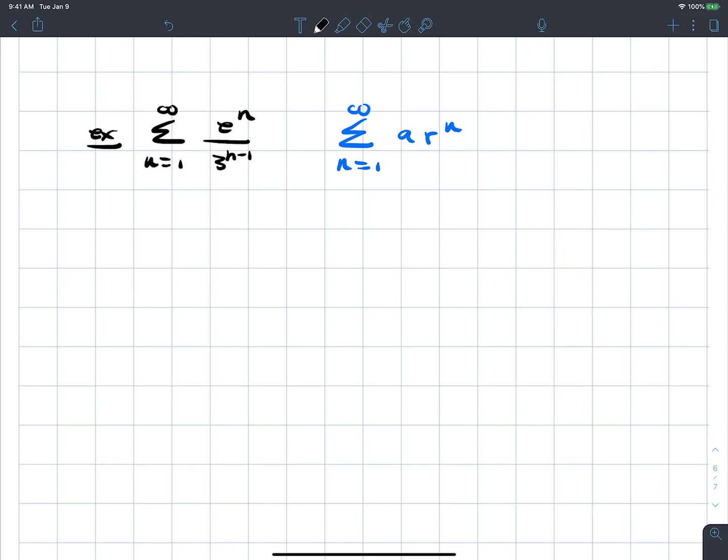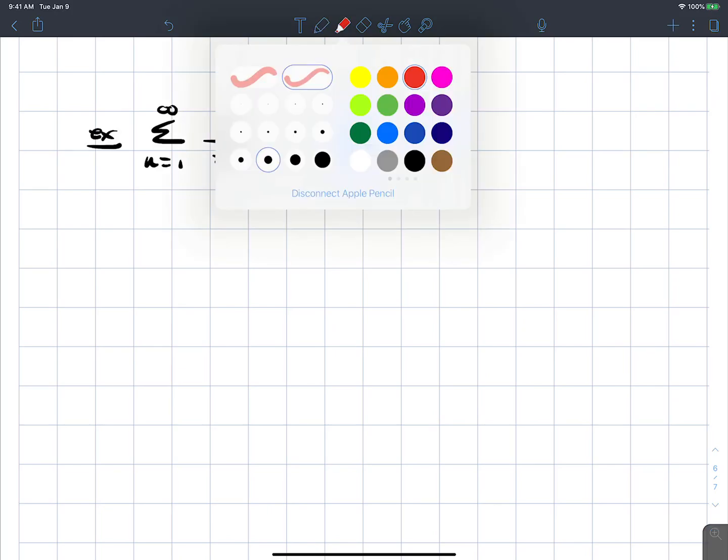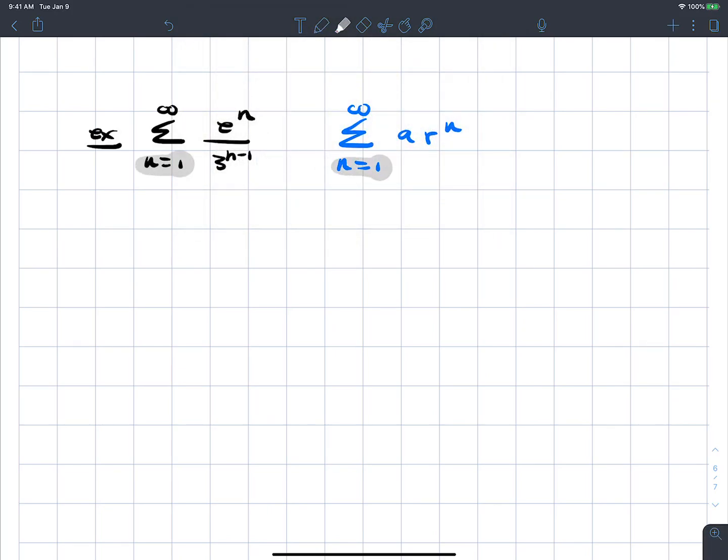So we might suspect here that this is geometric. We say, okay, n is 1, we're starting at 1. But we have an r to the nth power. I have an e to the n, but I got this 3 to the n minus 1. So I have an issue here.